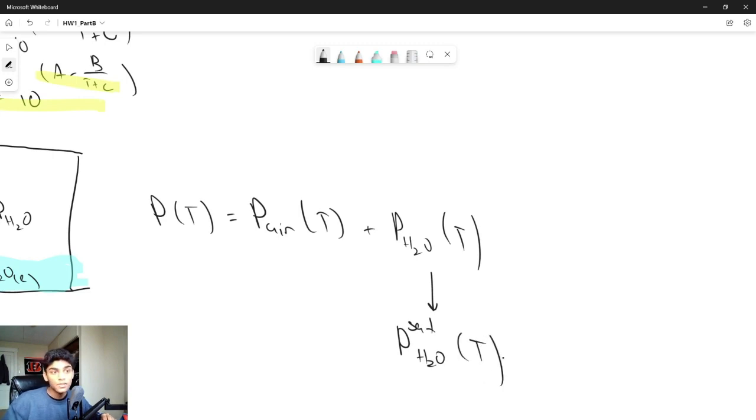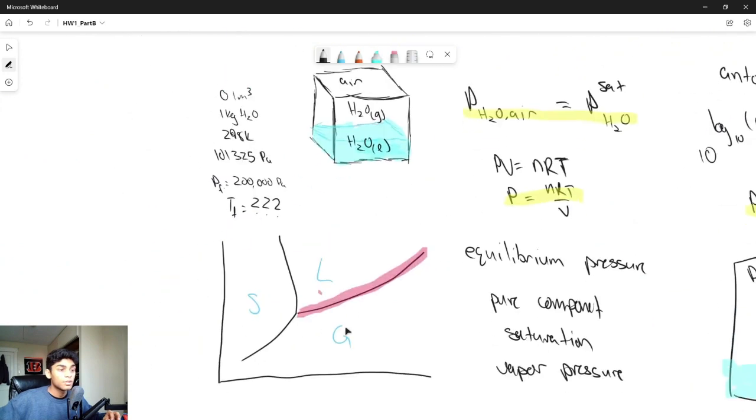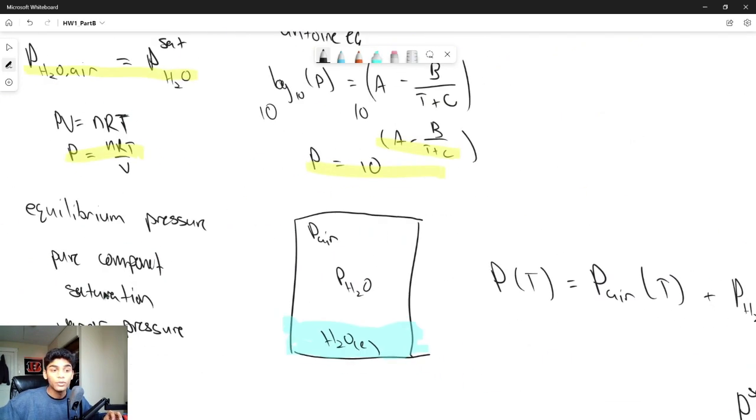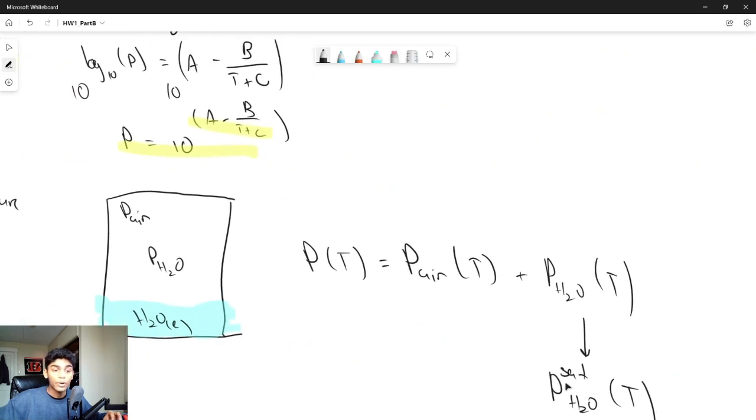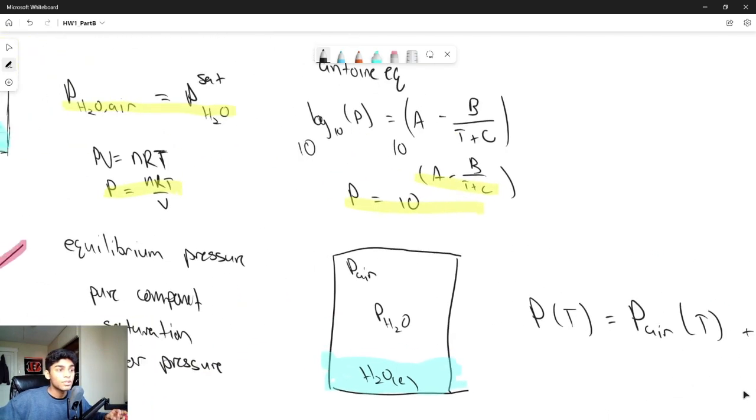This is a lot better than just using the vapor pressure of water at some temperature, because we can grab this value from this curve right here. So it is a lot better to use the saturation component as opposed to the vapor pressure that we have in the atmosphere.